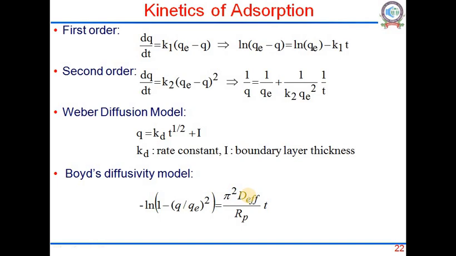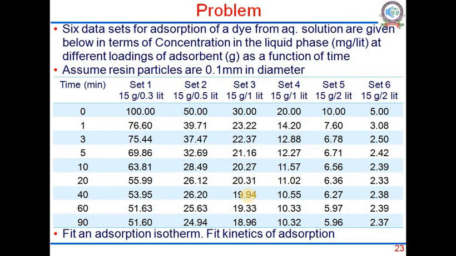What we will do is take a problem to help us do all these things. There are 6 sets of data for adsorption of a dye from aqueous solution. They are given here. The data is given in terms of the concentration in the liquid phase, in milligrams per liter, for set 1, set 2, set 3 and so on, for different loadings of the adsorbent as a function of time. For example, set 1 means 0.3 liters of solution and 15 grams of adsorbent. Set 4 means 1 liter of solution and 15 grams of adsorbent. And you see at time 0, this is the initial concentration.